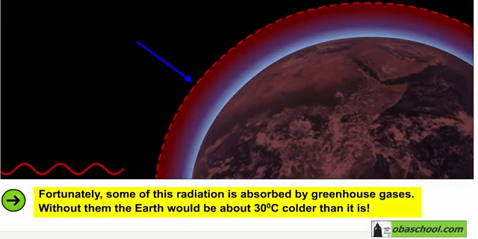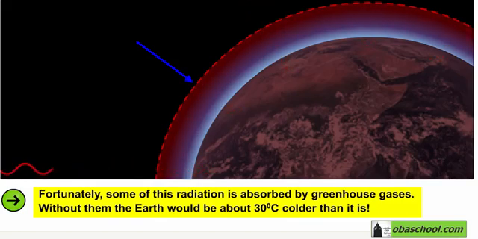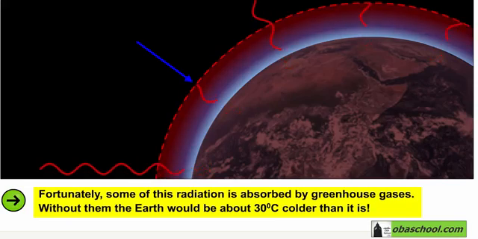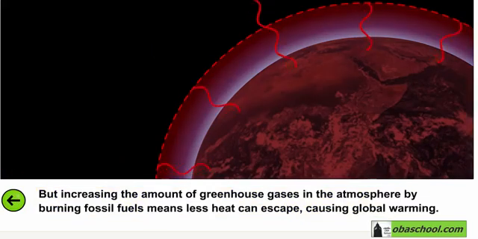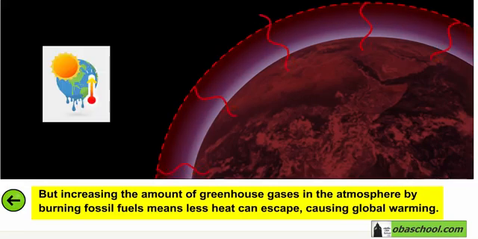Fortunately, some of this radiation will be absorbed by greenhouse gases, and without them, the Earth would be about 30 degrees Celsius colder than it is. So in other words, life will be impossible on Earth. However, the problem is that increasing the amount of greenhouse gases in the atmosphere by burning fossil fuels means less heat can escape, and this will cause global warming. So the temperature of the Earth will be increasing as well.